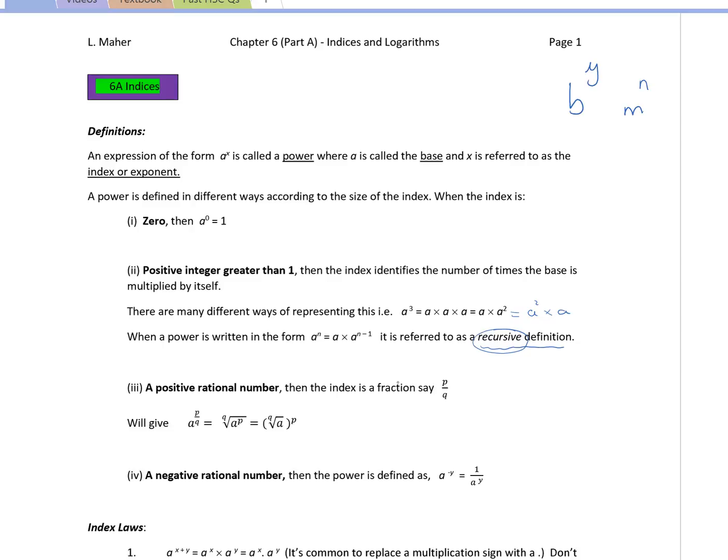A third situation for powers you need to be aware of is not only when it's an integer, but any positive rational number. Remember, a rational number can be expressed as p on q. So we've got our base to the p on q power, which can be defined in two ways. It means the qth root of a to the p, or the qth root of a separately, all to the p. Now, there are times when you might want to write it in this format, and there are times you might want to write it in that format.